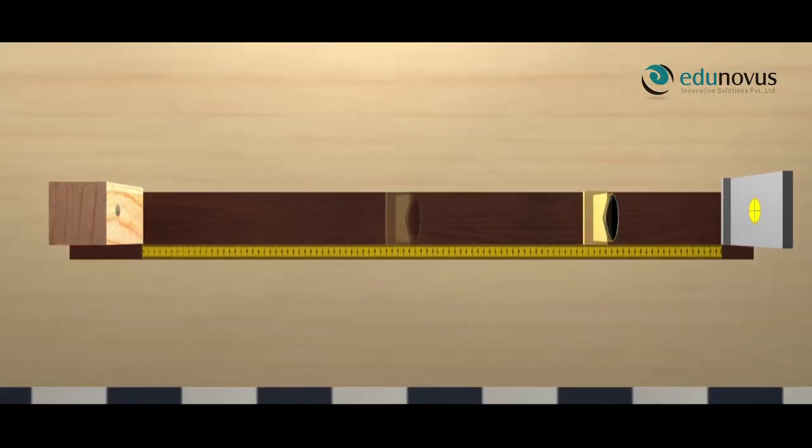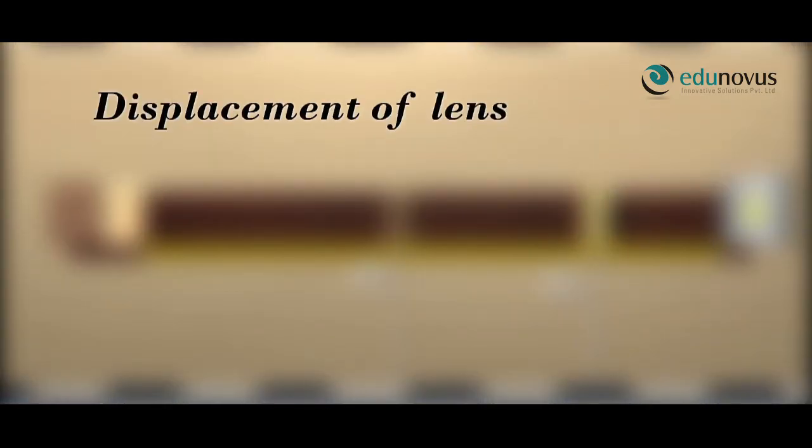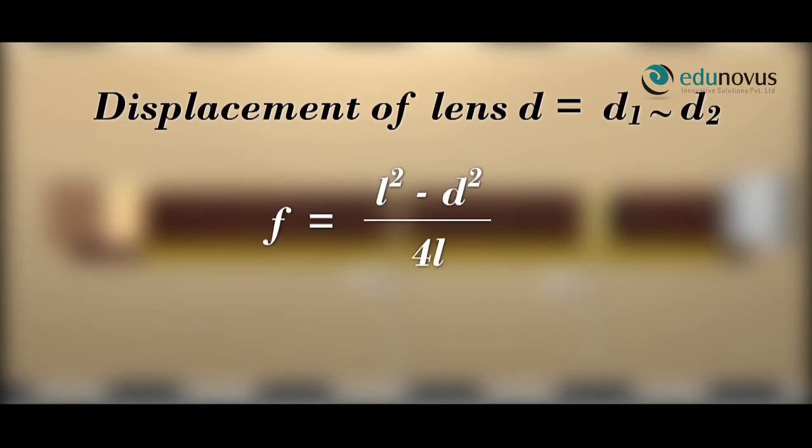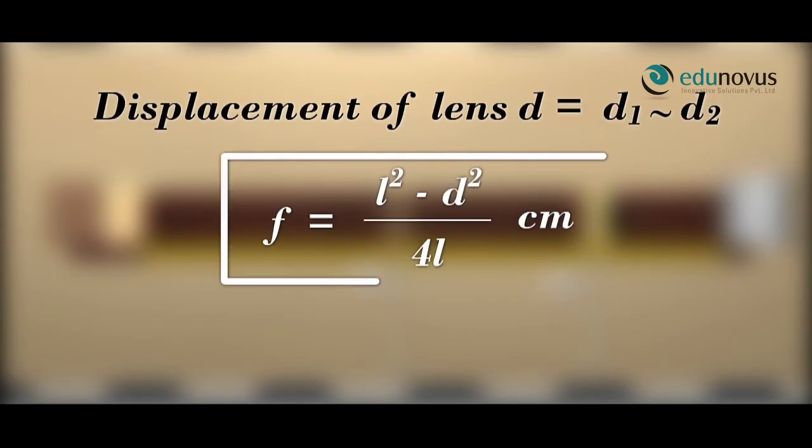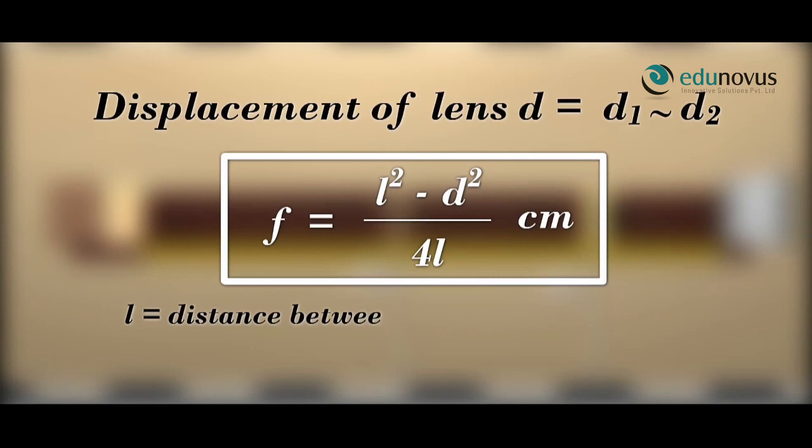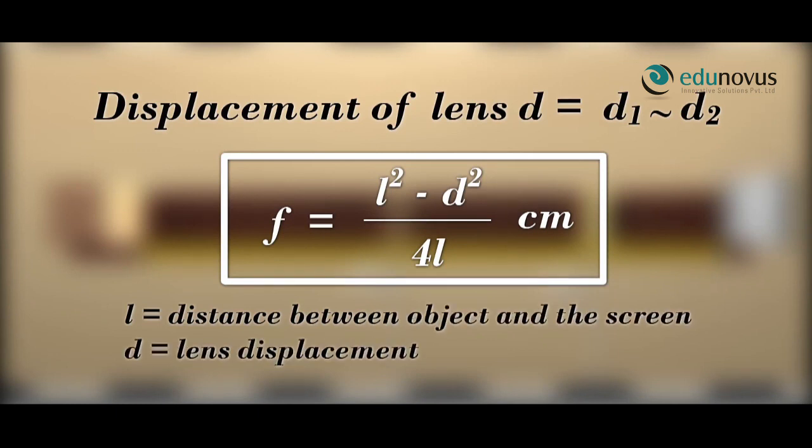The displacement of the lens, D, is given by the difference between D1 and D2, and the focal length is given by the formula f is equal to (L square minus D square) by 4L centimeters, where L is the distance between the object and the screen and D is the lens displacement.